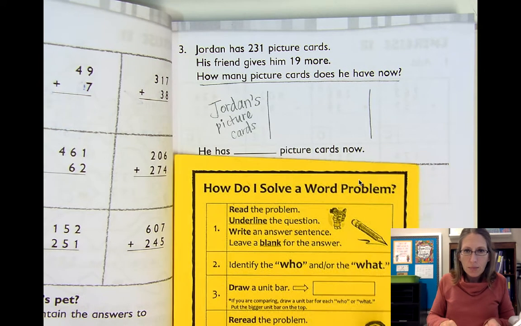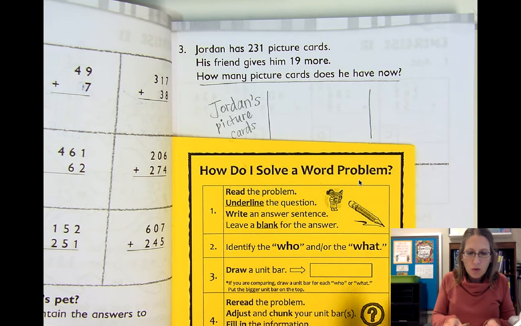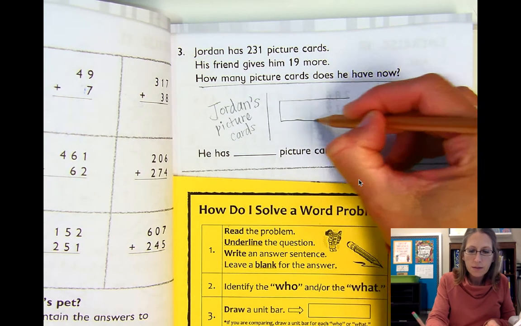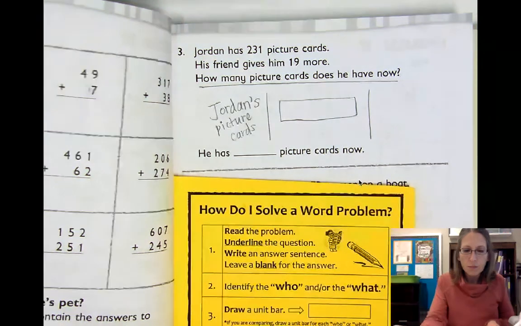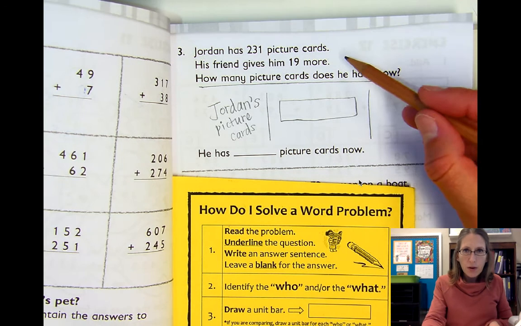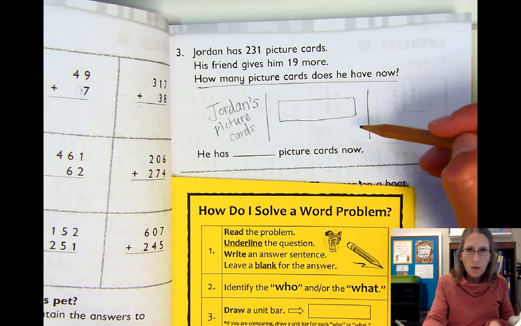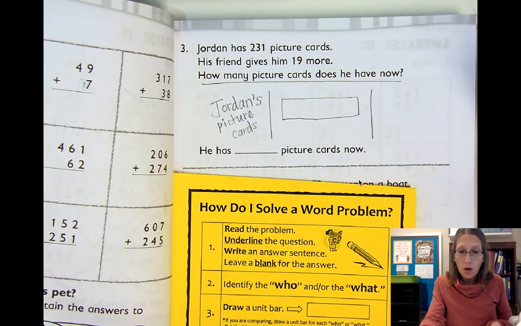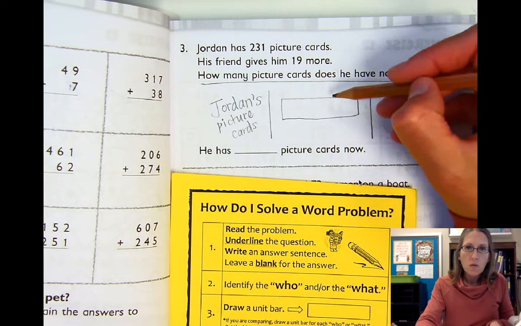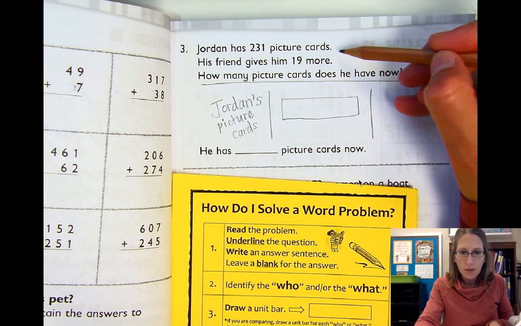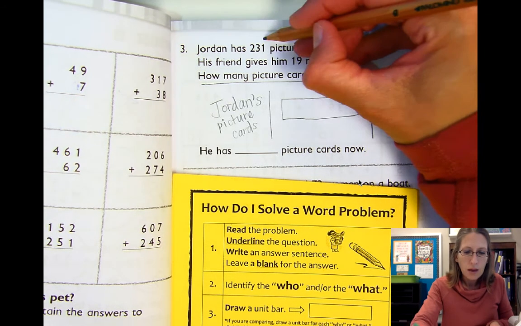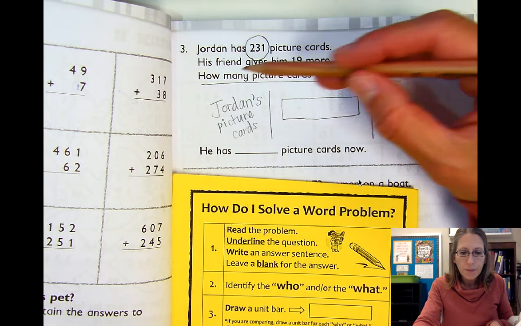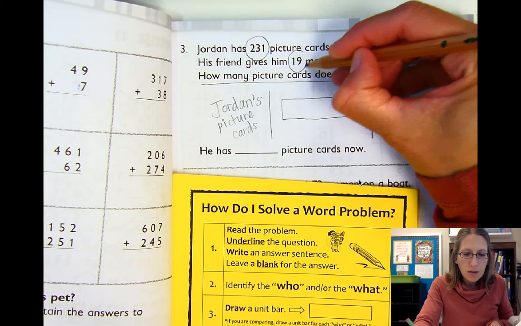The next step, step 3, is to draw a unit bar. Remember, unit bar, just a fancy name for a rectangle. There we go. And then we're going to reread the problem, chunk our unit bar, fill in the information, write a question mark for the unknown. So let's go back and read our problem. Jordan has, I also like to circle the numbers. Jordan has 231 picture cards. His friend gives him 19 more.